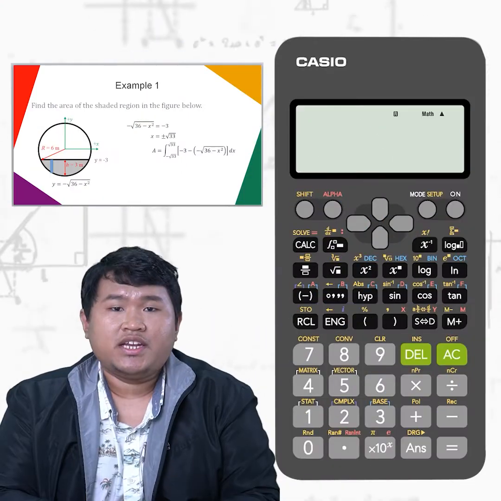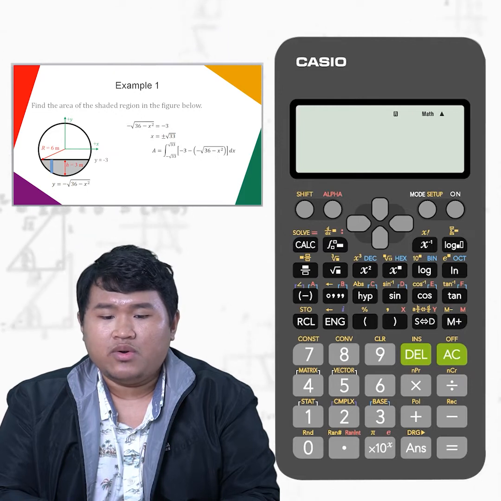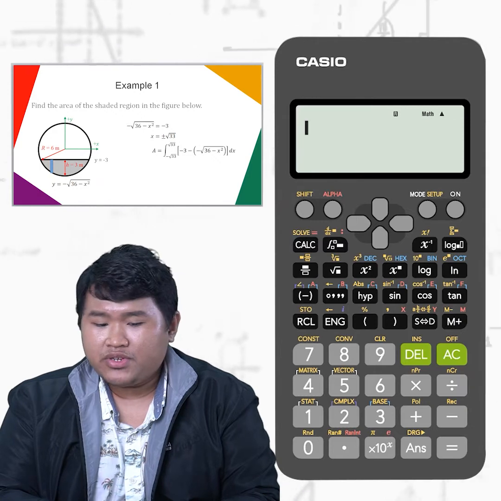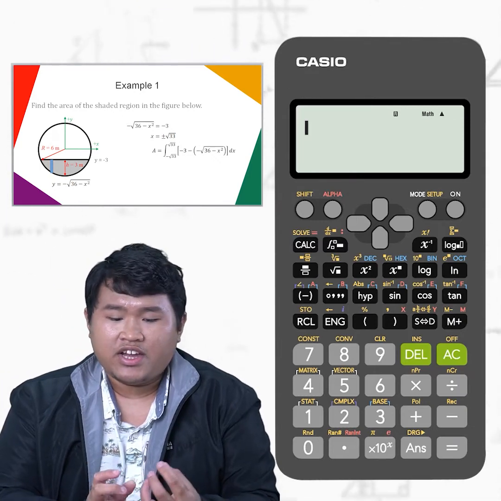First, let's find the area of the shaded region in the figure below. We have this circle of radius 6 meters, and then we cut a segment which is 3 meters high, and then we will calculate the area of this segment.